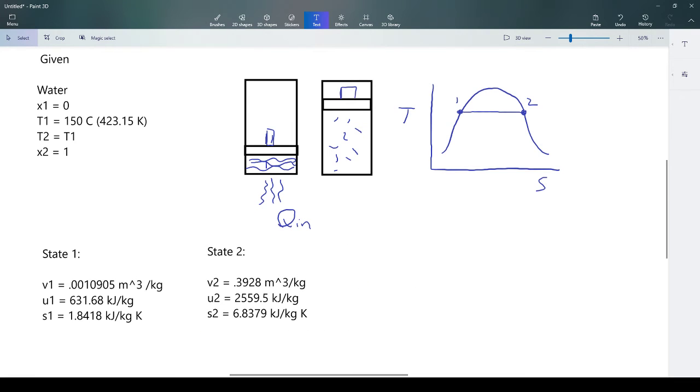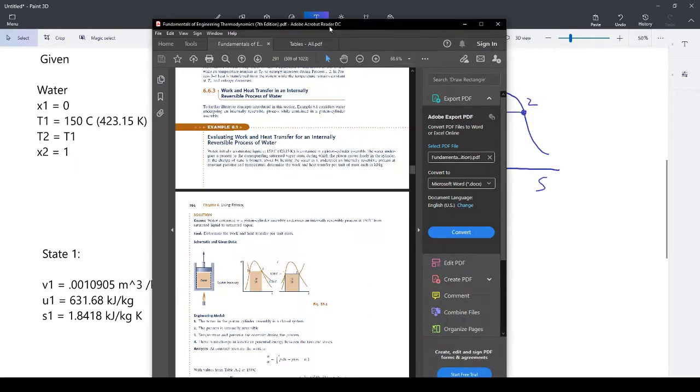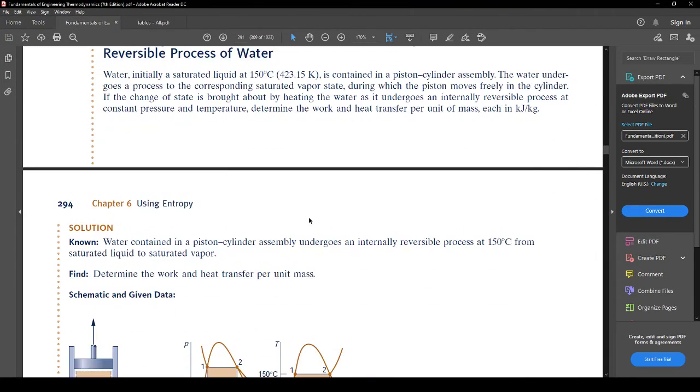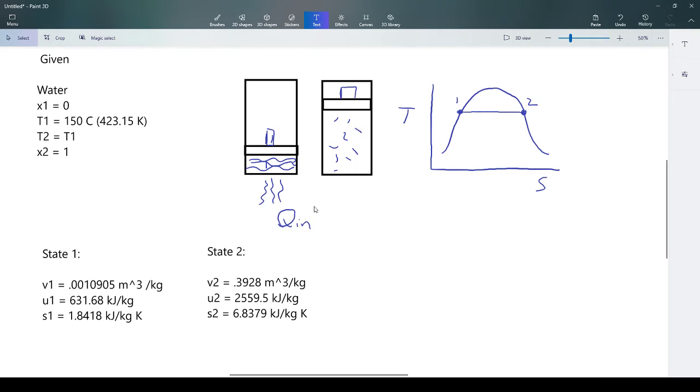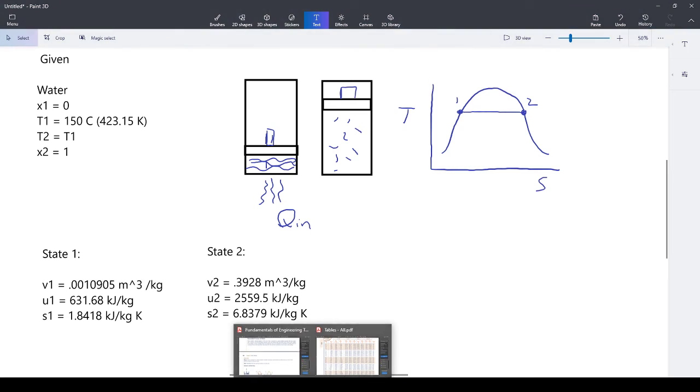Okay, so now that I have done that one, we now have everything that we need, right? Everything that we need to do the rest of this question. So let me move this back over here. So it says we need to find the work and heat transfer per unit mass, okay? So how do we find the heat transfer, the work of a piston cylinder assembly? How do we do that? Anybody?